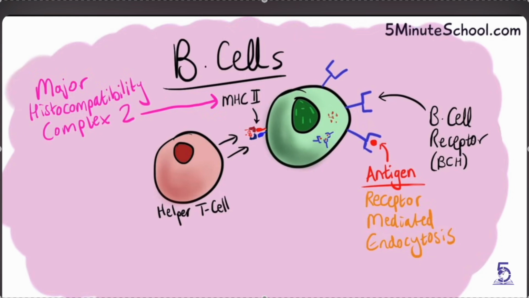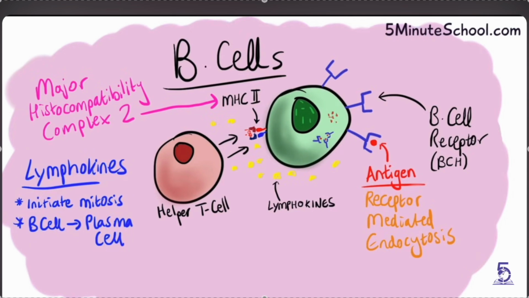And once it's bound, it releases lymphokines. Lymphokines are important because they cause this B cell with these specific B cell receptors to clone itself via the process of mitosis, so that we have more of these B cells with the same receptors. And it causes the B cells to differentiate into plasma cells.